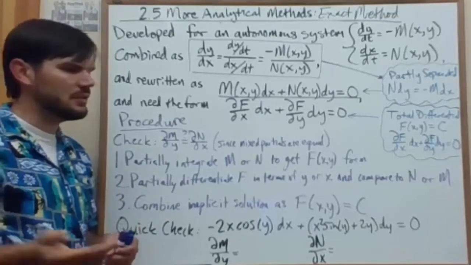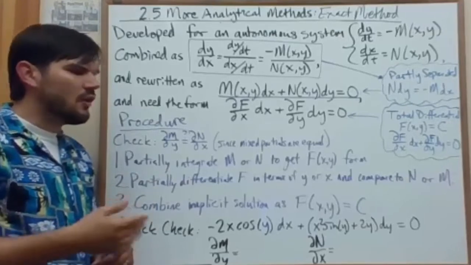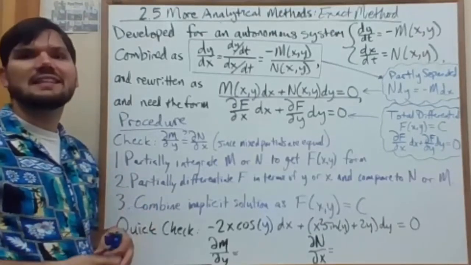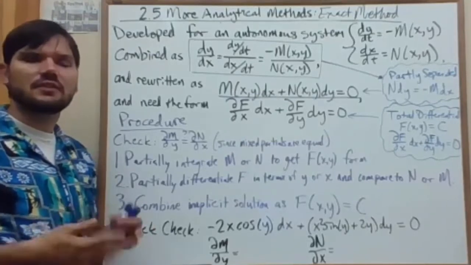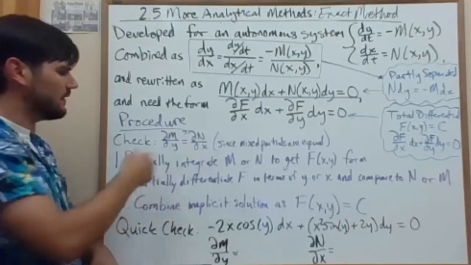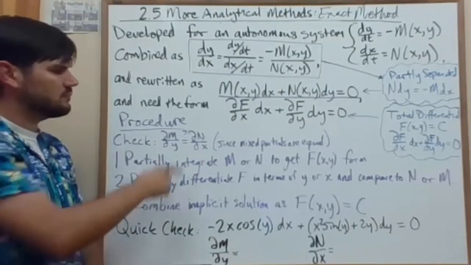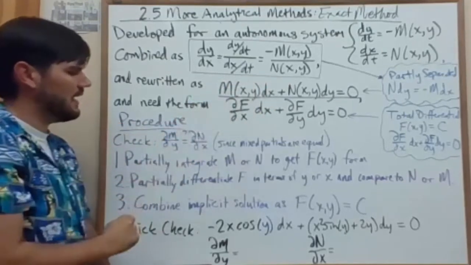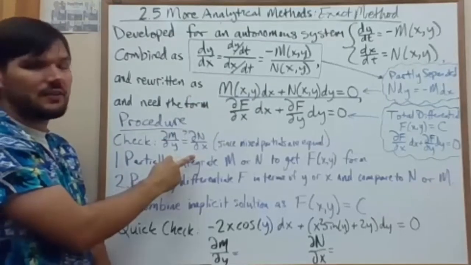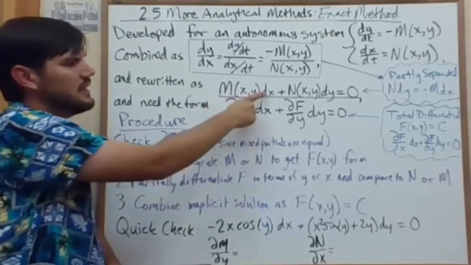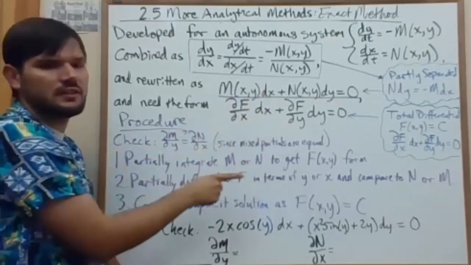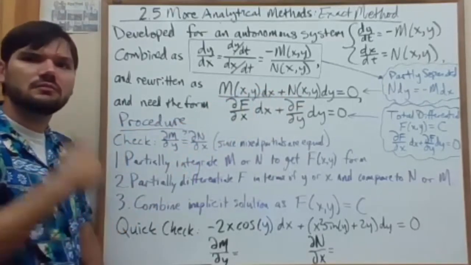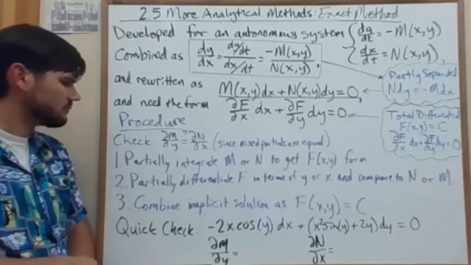And by Clairaut's theorem in the previous video, we know that mixed partials are equal as long as the function is sufficiently differentiable. So that is our check, taking the partial derivatives of the pieces we have in terms of the other variables. So you see the thing next to dx, you take the y partial of it. You see the thing next to dy, you take the x partial of it. If those two things are equal, you're good to go.